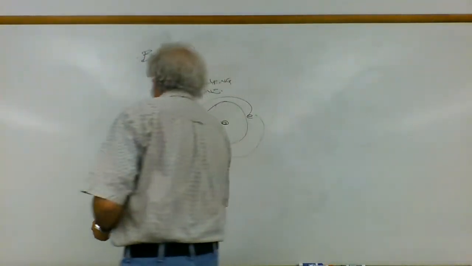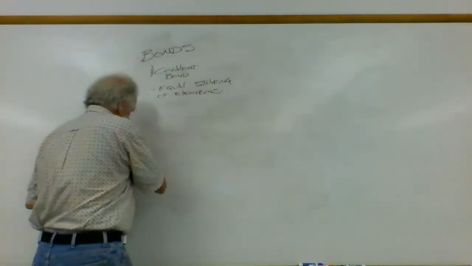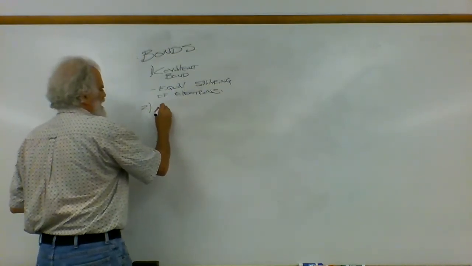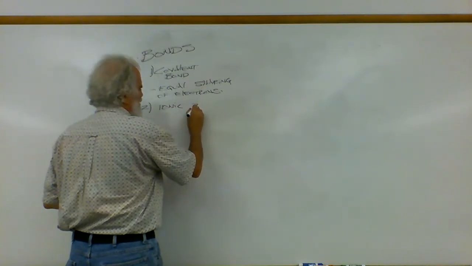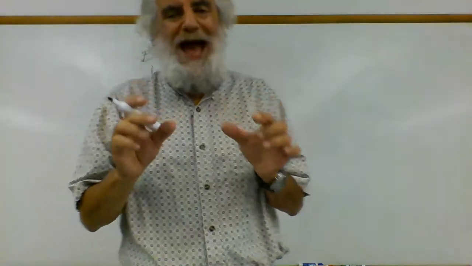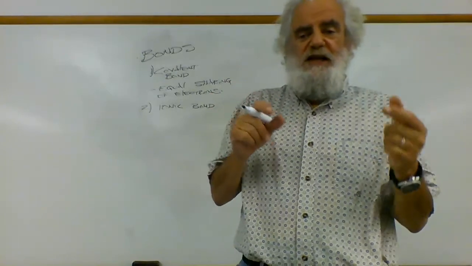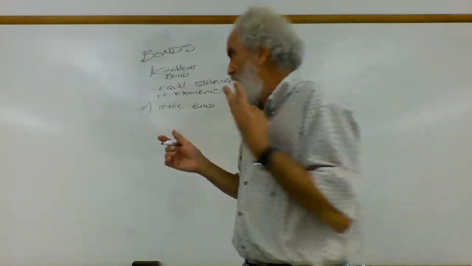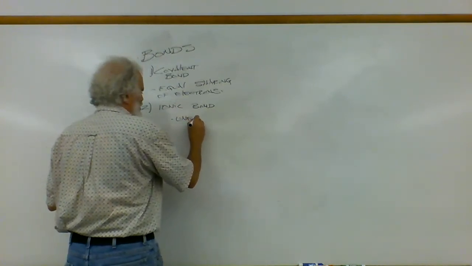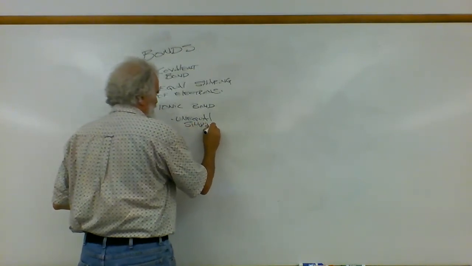All right, our number two bond, and the number two guy is a good bit weaker. The number two bond is called an ionic bond. Now, an ionic bond is made up between two atoms that have a charge to them. That is, actually, we define an ionic bond as unequal sharing of electrons.